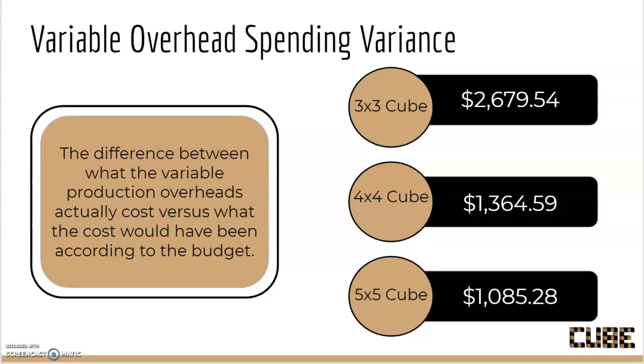Therefore, for 3x3 cube, the variable overhead spending is $2,679.54, which is favorable. For 4x4 cube, the variable overhead spending is $1,364.59, so it is also favorable. For 5x5 cube, the variable overhead spending is $1,085.28, so it is also favorable.